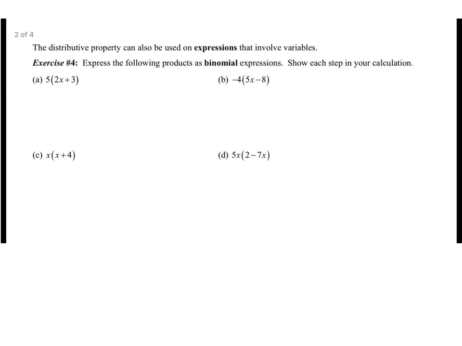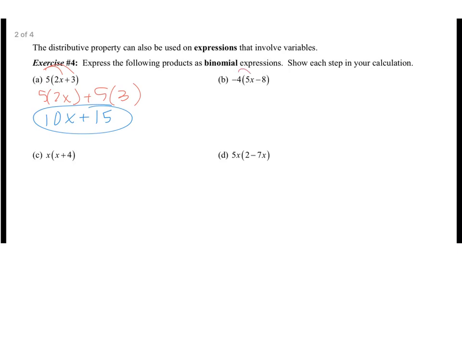So express the following products as binomial expressions. Show each step in your calculation. So first we're going to do 5 times 2x plus 3. So 5 times 2x plus 5 times 3. 5 times 2x is 10x. 5 times 3 is 15. You can always stop and press pause if you want to practice these on your own as well.